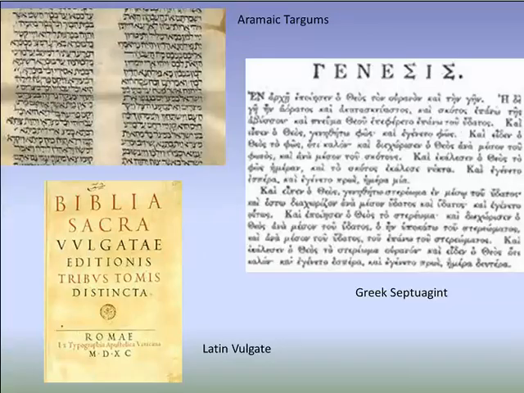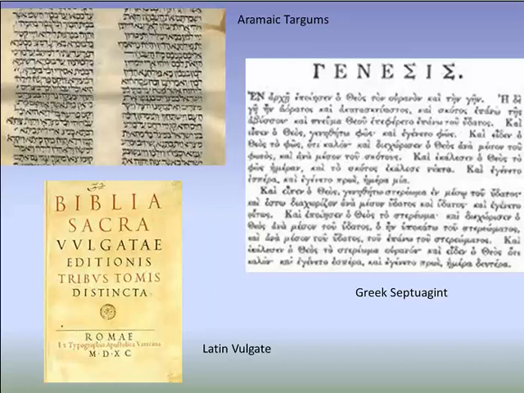Now we talk about our versions. The versions are the translations. The most popular, the most well-known, is the Septuagint. That's the Greek translation of the Old Testament, dating to about 250 to about 100 BC. It involved a lot of different scholars translating all the books of the Old Testament.